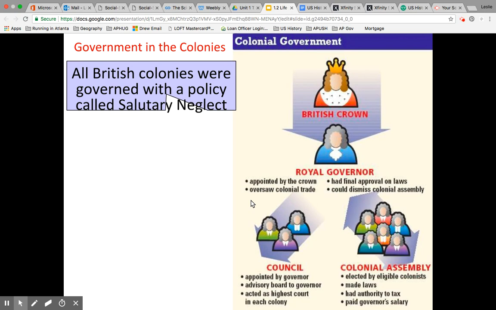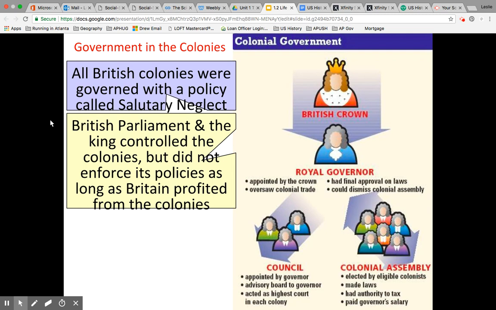During this period, Britain is busy with a whole lot of drama in Europe and a whole lot of internal drama. And so they just don't have the time or the inclination to pay attention to what's going on in the colonies. And so they ignore, and a synonym for ignore is neglect, what's going on in the colonies.